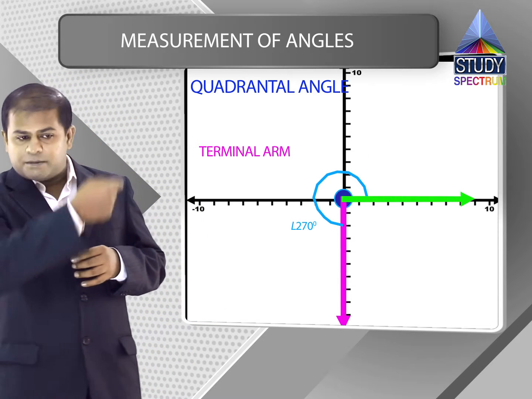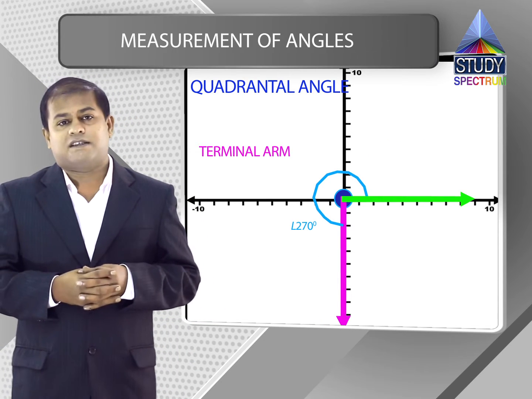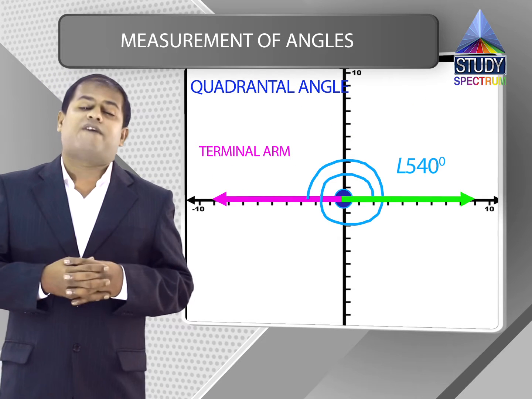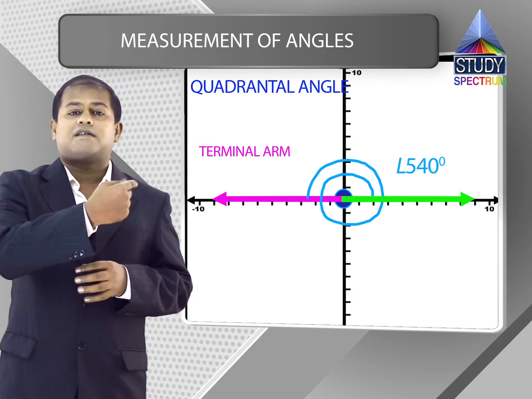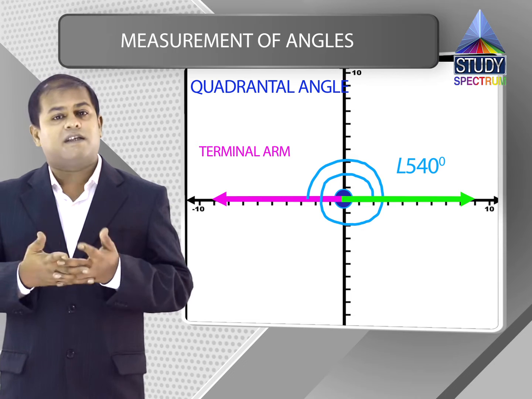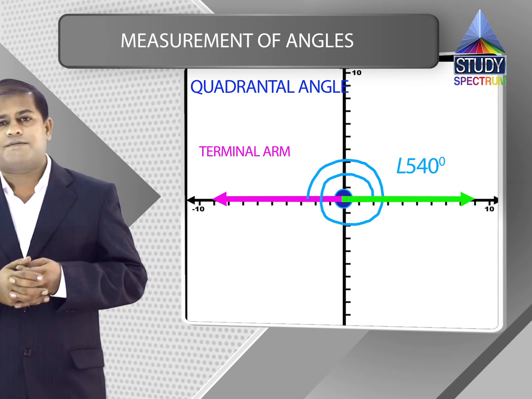270 degree: terminal arm coincides with the negative direction of the y-axis, so it's a quadrantal angle. 540 degree: terminal arm coincides with the negative direction of the x-axis, so that's a quadrantal angle, right?